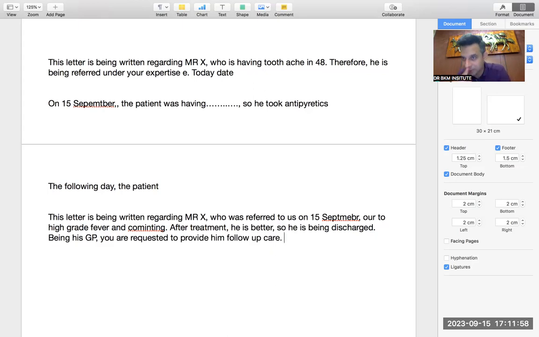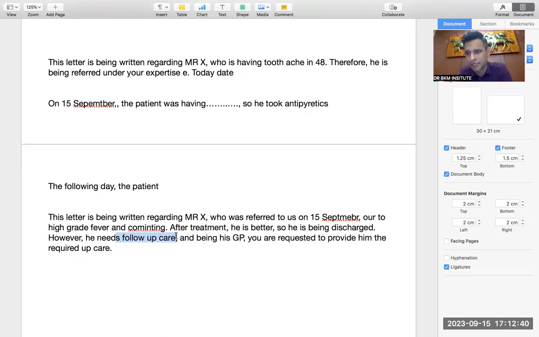So what you are saying to the GP is that this patient was referred to us due to this problem. After treatment, he is better. So he is being discharged. So we are discharging the patient. Being his GP, you are requested to provide him the follow-up care. If you want to make it a little better, you will write in the purpose over here: however, he needs follow-up care, and, being his GP, there should be a comma before and, being his GP, you are requested to provide him the required care instead of follow-up care. The required care means whatever the care has been written over here.